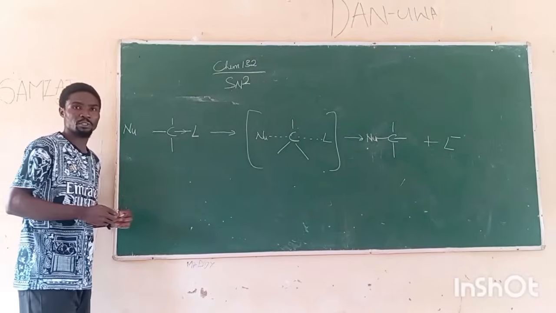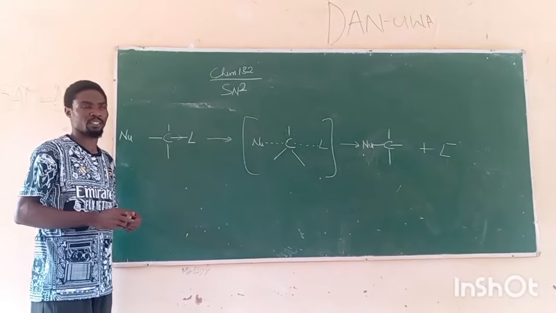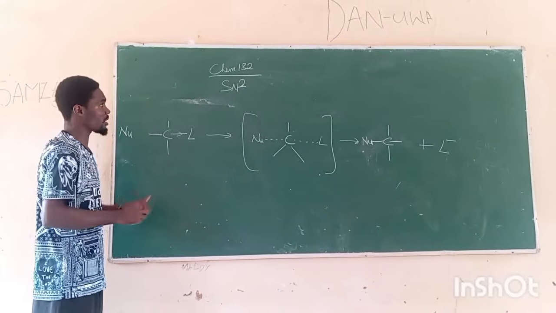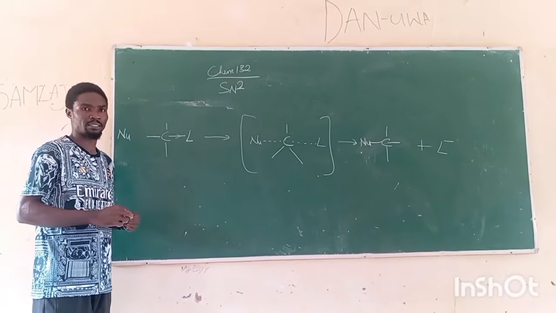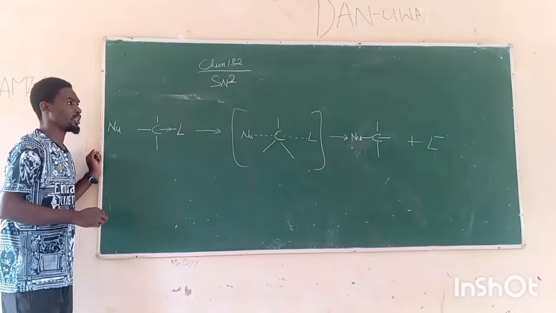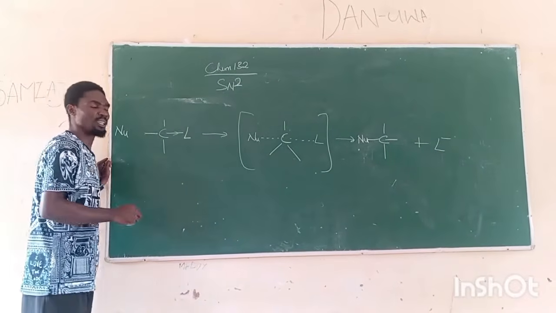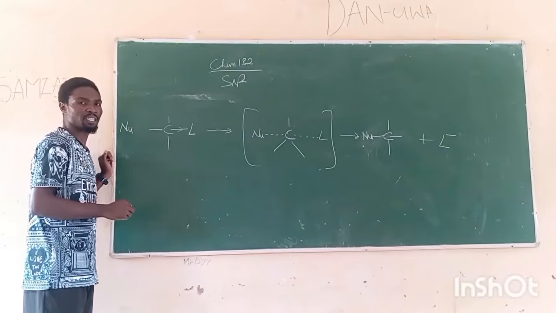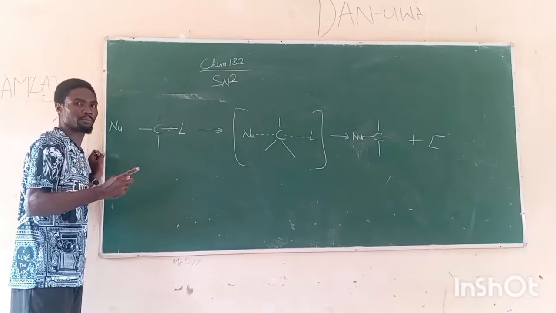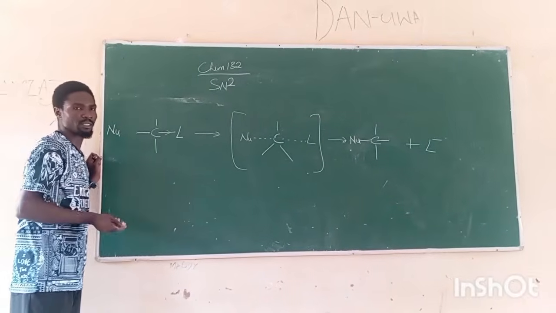Class. So today we're going to be talking about substitution reactions and the various mechanisms, SN2 and SN1. We're going to start with the SN2 mechanism, substitution nucleophilic bimolecular reaction. Now, the SN2 mechanism is a concerted reaction. What does it mean? It takes place in one step. So it's a one-step process.